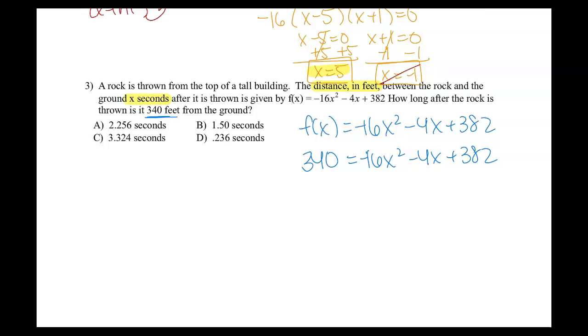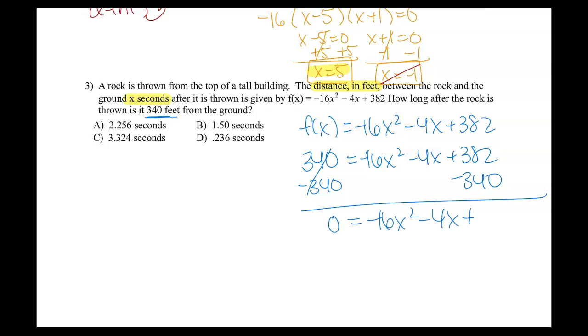Unfortunately, you can't just plug this in. At least I don't want you guys to just plug this in because it's not equal to 0, or not just equal to some value. So especially for questions that we plug into the calculator where we're trying to find a specific length, you definitely want it to equal either f of x or y, or equal to 0. So what I'm going to do is subtract 340 on each side. So we're going to have 0 equals -16x squared minus 4x plus, if you subtract those numbers, you'll get 42.